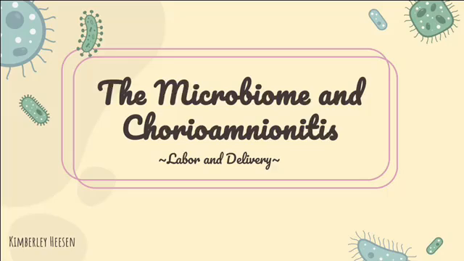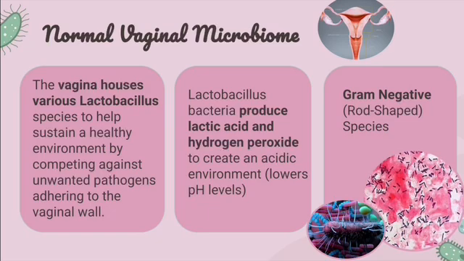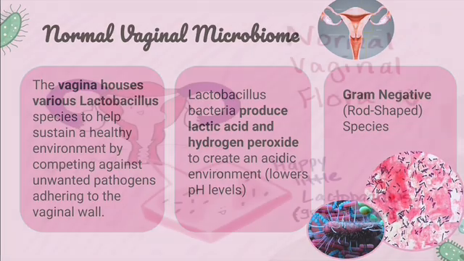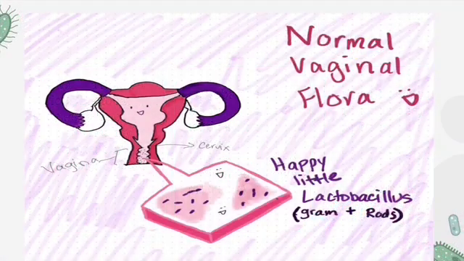The microbiome and chorioamnionitis, labor and delivery. Looking at the normal microbiome, the vagina consists of various lactobacillus species to help sustain a healthy environment by competing against unwanted bacteria, producing lactic acid and hydrogen peroxide to lower the pH levels in the vaginal canal. These are also gram-negative rod-shaped species. Here is a picture displaying a healthy vaginal canal and uterus with normal amounts of lactobacillus bacteria present.